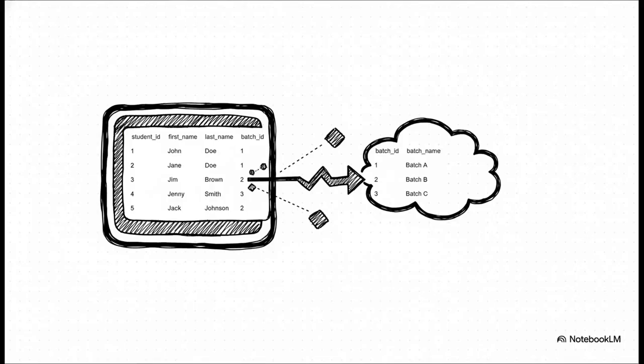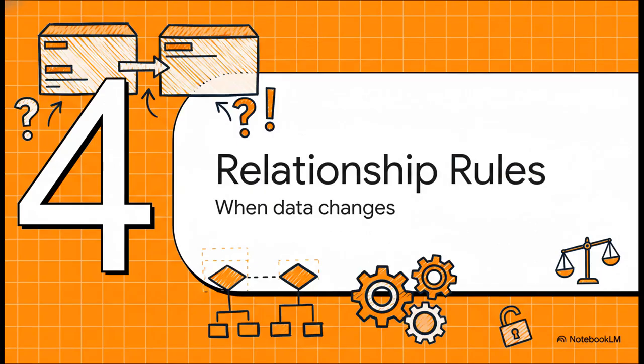The batch ID column in our students table is a foreign key. It is specifically designed to point to the batch ID primary key over in the batches table. So now, when we see batch ID 1 for John Doe, the system knows without a shadow of a doubt that 1 means batch A. Just like that, the relationship is formed. The chaos is gone.